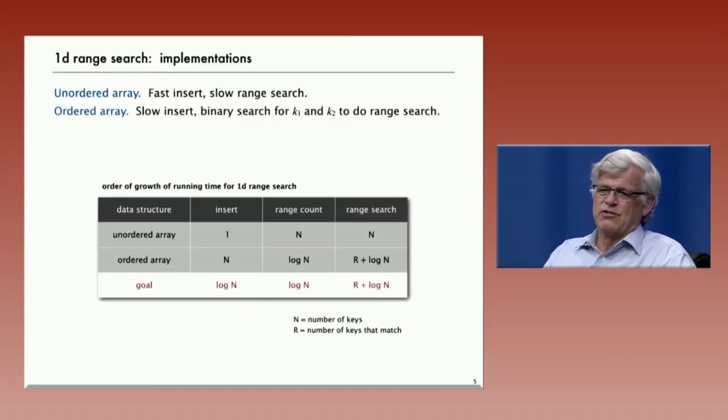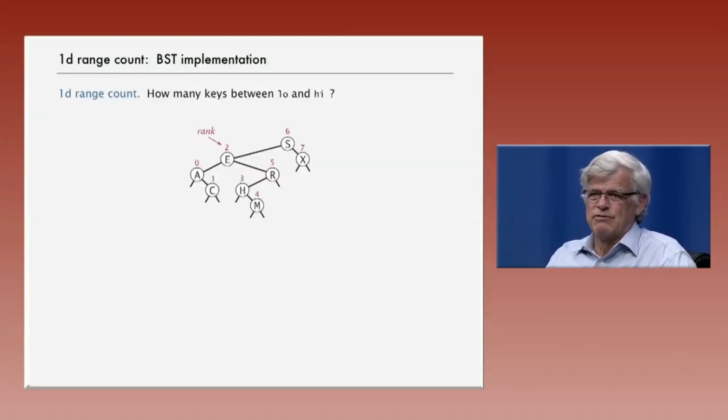So what we really want is to have time proportional to log n for insert and for counting. For range search, of course, we have to touch every key that we return, so the running time is going to be proportional to the number of keys that match. But anyway, those are reasonable goals, and they're easy to achieve. So, for example, what about one-dimensional range counting? Well, what we're going to do is just keep the keys in a binary search tree.